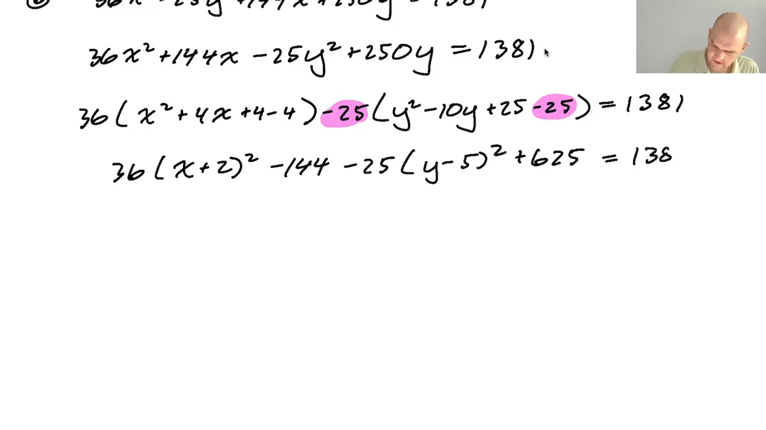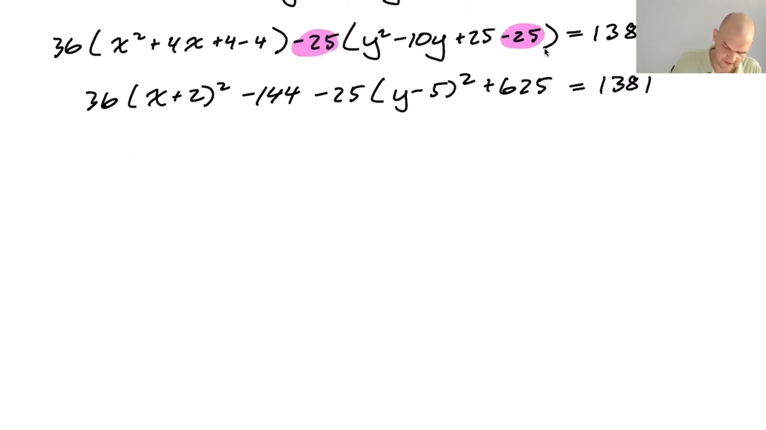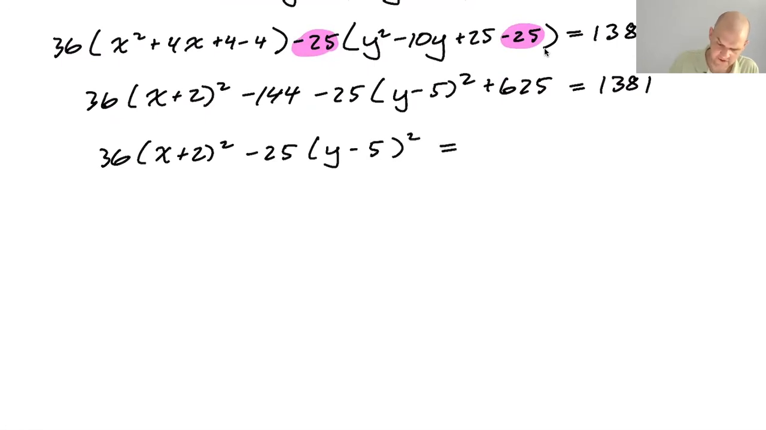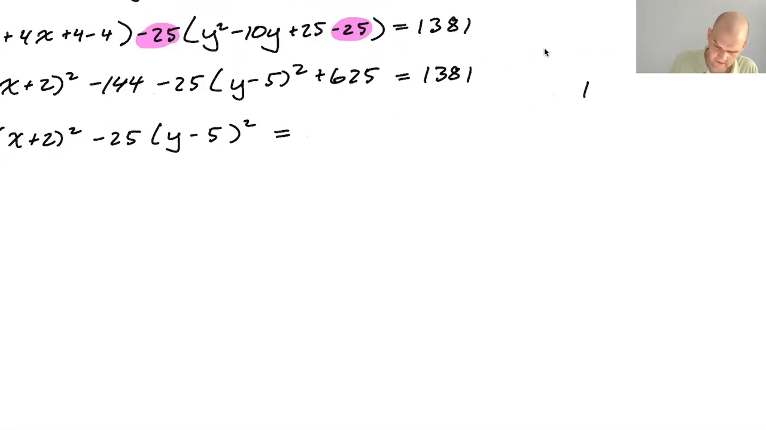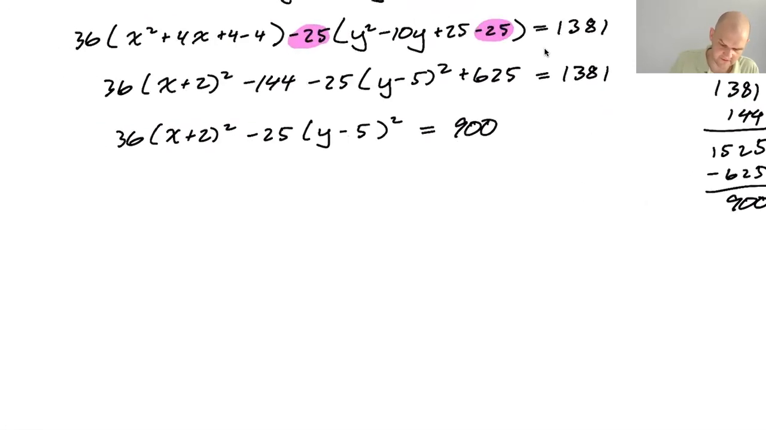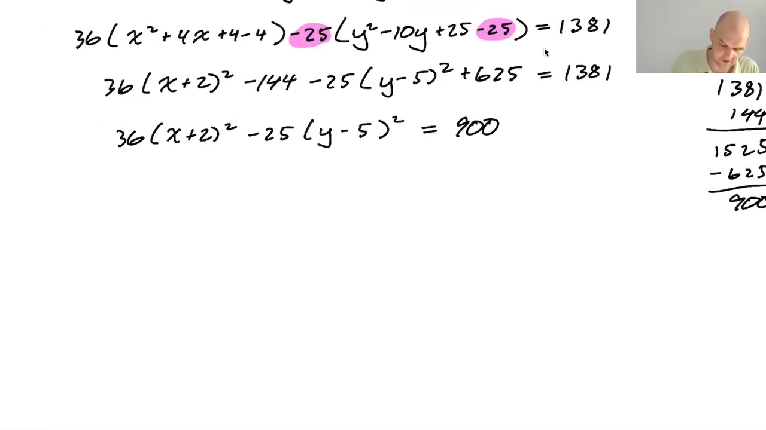Equals 1381. Okay, so I get 36 times x plus 2 squared minus 25 times y minus 5 squared equals, so I need to do 1381, I need to add 144, so let's do that. 1525, I guess. And then subtract 625, 900. So equals 900. So for our purposes, we can stop here right now. In general, we'll be going a little bit farther with that.